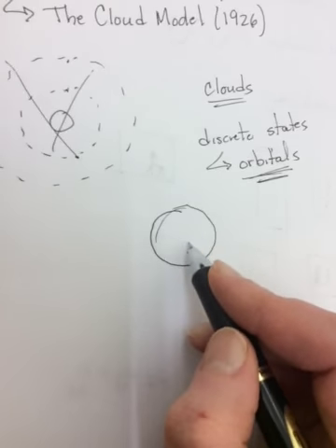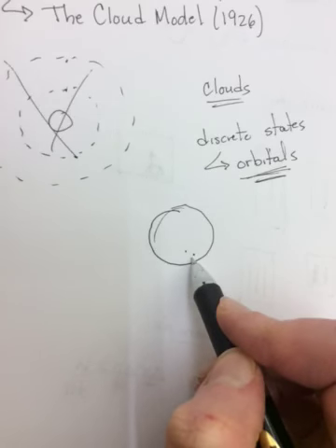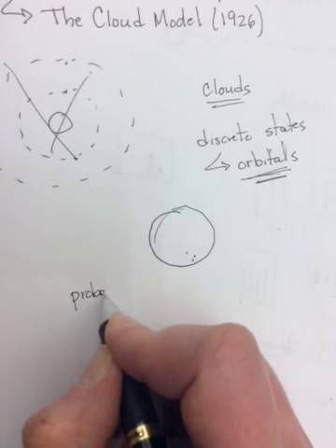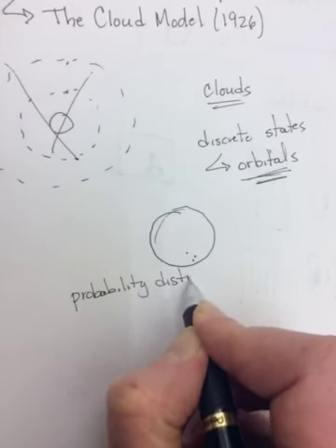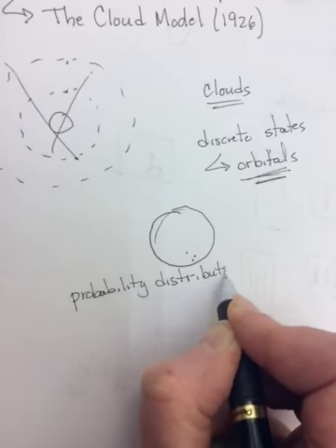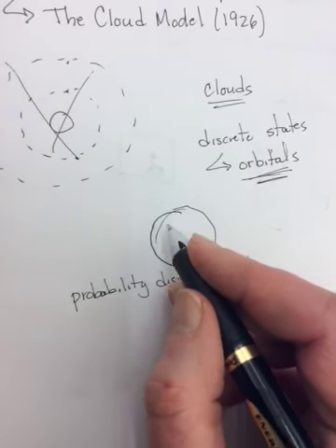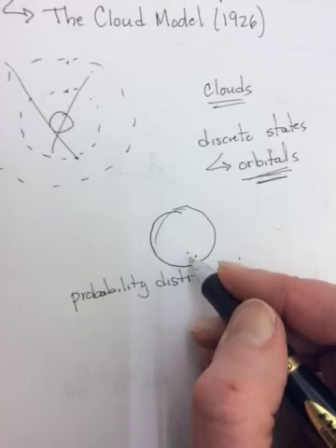So the cloud then is interpreted as the probability of finding the electron. It's like the probability distribution. Okay, so it's like graphing the probability distribution. And the more dense the cloud, the higher the probability that it'll be there. The less dense the cloud, the less the probability of it being there.